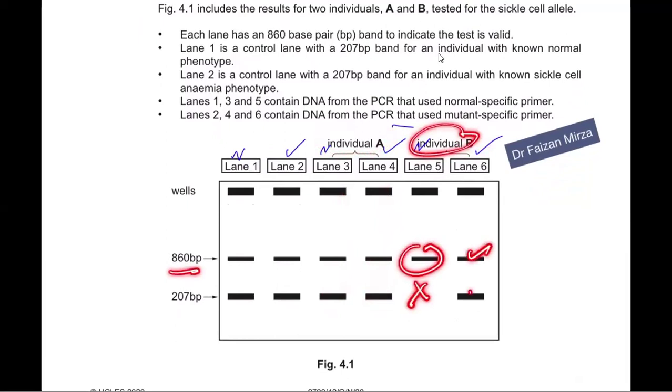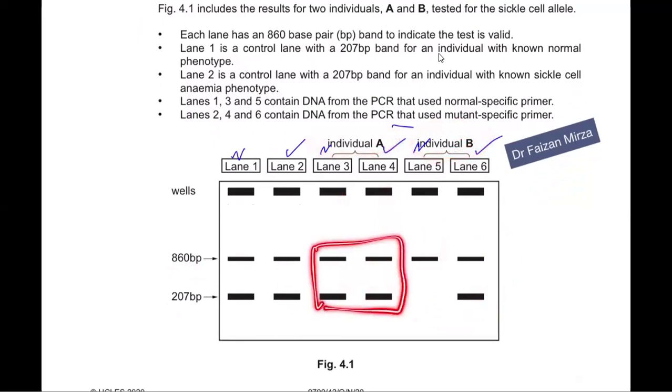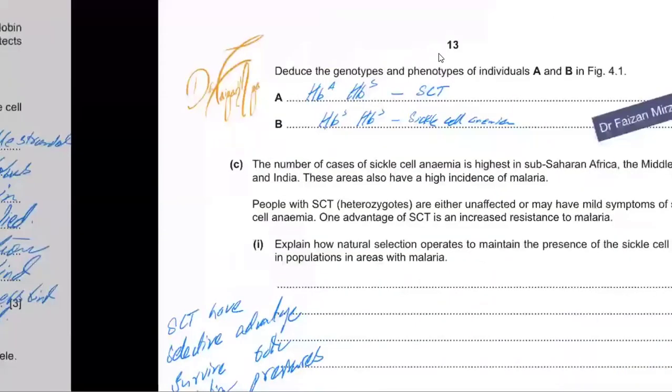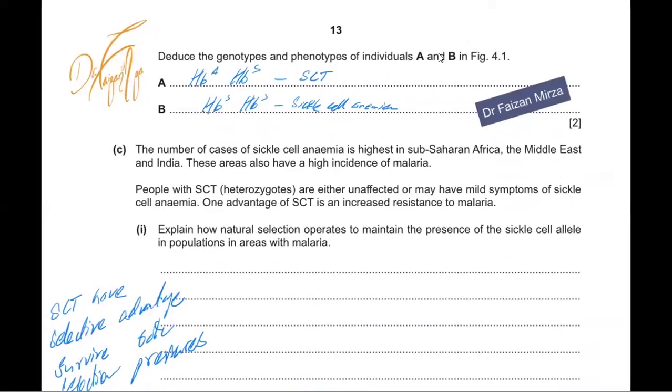So how do we interpret what genotype individual B has and what genotype individual A has? Individual A is showing all 4 bands, whereas individual B is showing 3 bands, 1 in lane 5 and 2 in lane 6. So how do we interpret this? What are the genotypes and phenotypes of individuals A and B? SCT is HbA, HbS. HbS, HbS is sickle cell anemia. So individual A is SCT and individual B has sickle cell anemia. This is how we identify this.